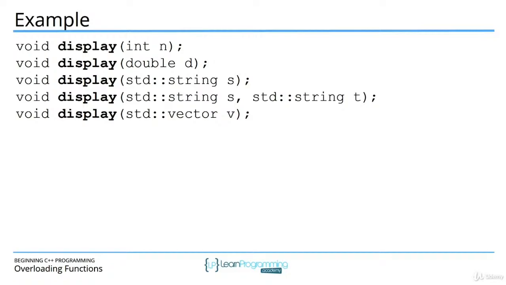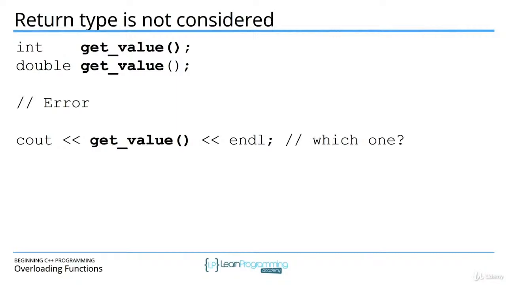There is one restriction to function overloading. The return type is not considered when the compiler is trying to determine which function to call. So here we have two overloaded functions, both called getValue, and both expect no parameters. The only difference is that one returns an integer and the other a double. This will produce a compiler error, since the only difference is the return type. Consider the output statement at the bottom of the slide. Which function would the compiler call? It could call either, and that's the problem. It won't guess, so it'll produce a compiler error.